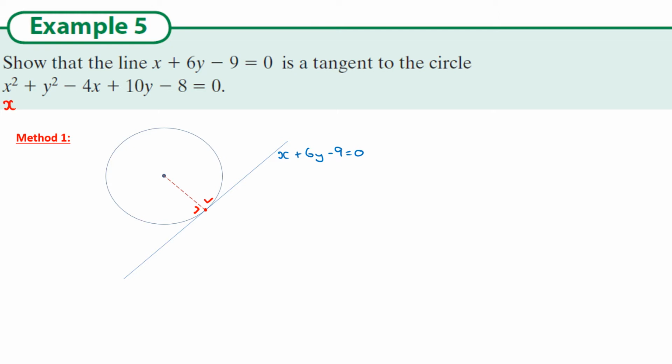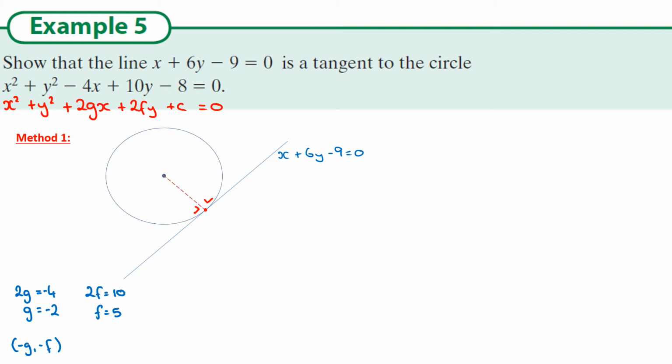So we have x squared plus y squared plus 2gx plus 2fy plus c, and that equals 0. That gives us 2g is equal to minus 4, so g is equal to minus 2. We have 2f equals 10, so f equals 5. And therefore the center, which is minus g, minus f, is going to be (2, minus 5). So that goes in here.